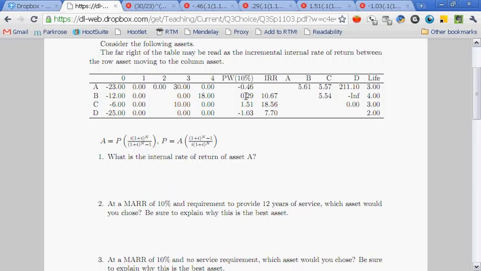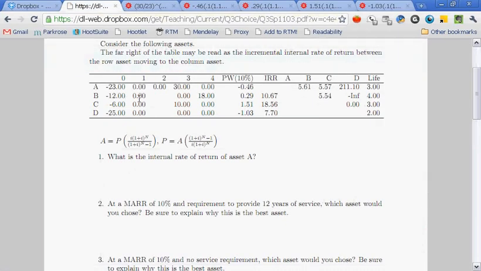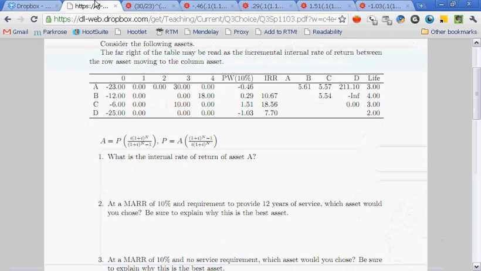Asset B has a present worth of 0.29 and a life of 4. You can go ahead and check out what its annual worth is, and you find out it's 0.09. Asset C has a present worth of 1.51 and lasts for 3 years. Well, you find out that it has an annual worth of 0.6, which is pretty high. And in fact, it is the highest, the other two being negative.